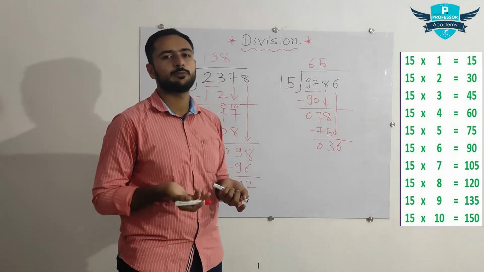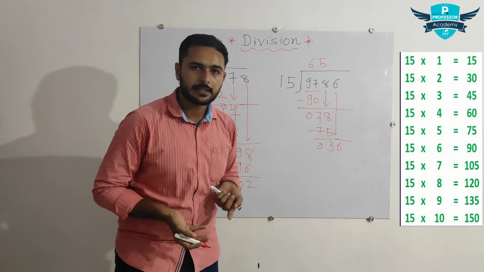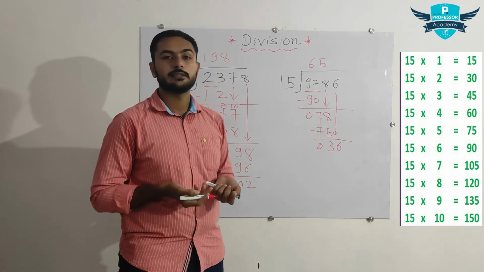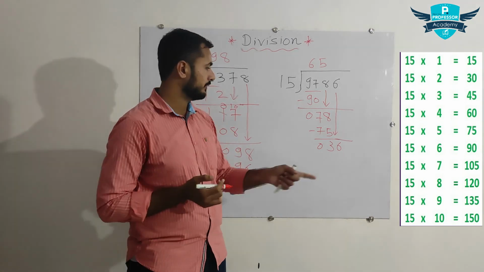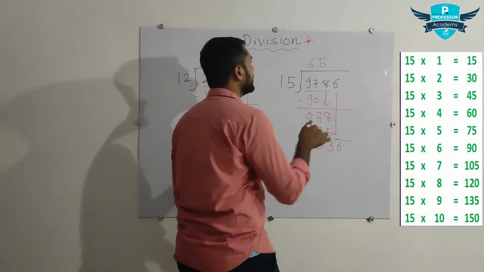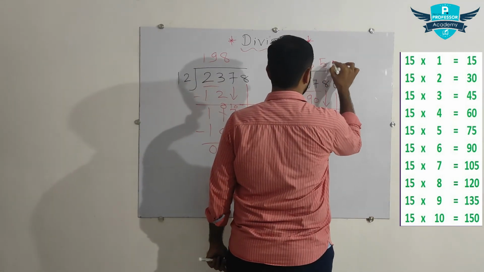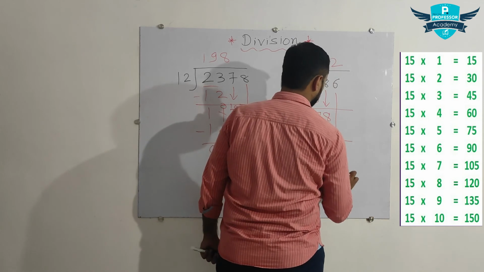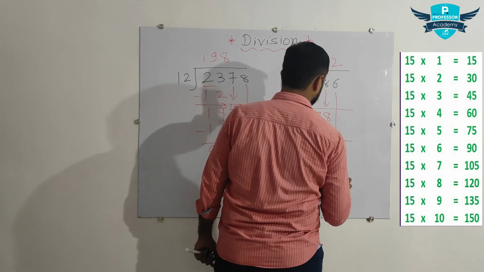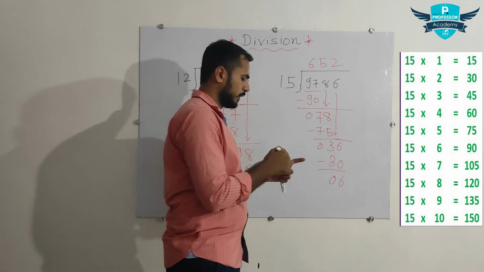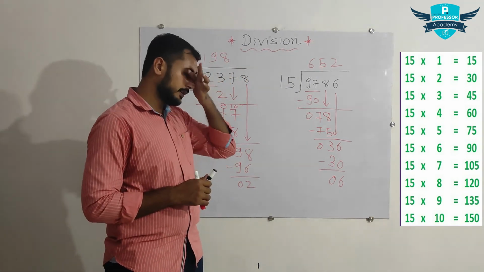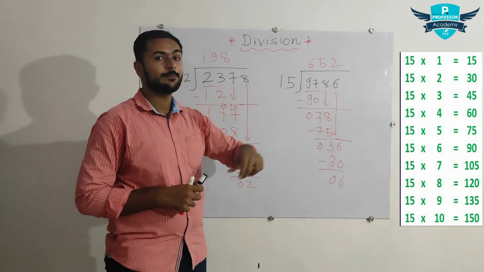Again do the same process. 15 ones are 15, 15 twos are 30, and 15 threes are 45. That's bigger than this. It means we will use the preceding one. So 15 twos are 30. Do the subtraction for this. Answer is 6 and here is 0. Now we don't have a number remaining for the calculation in the dividend.